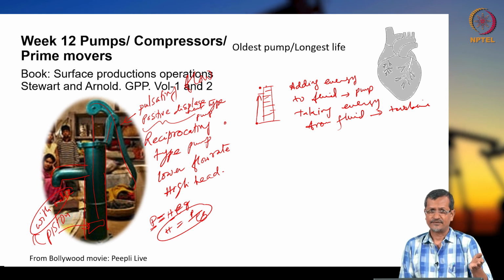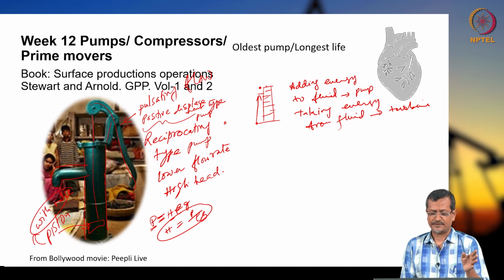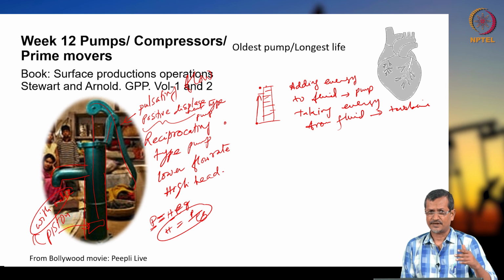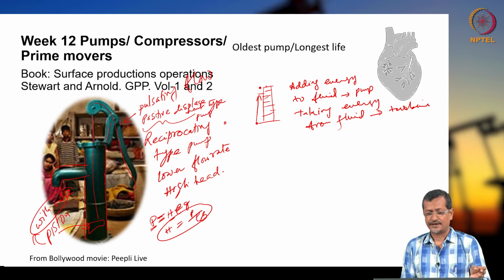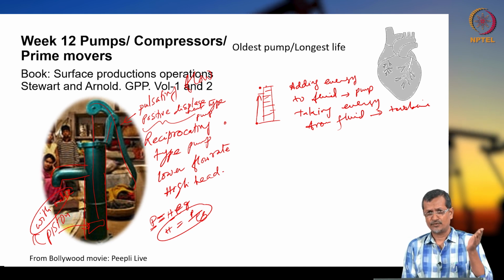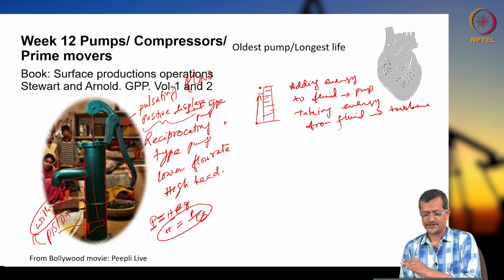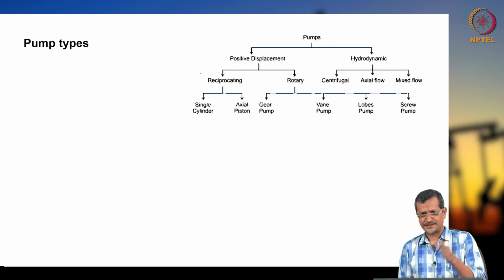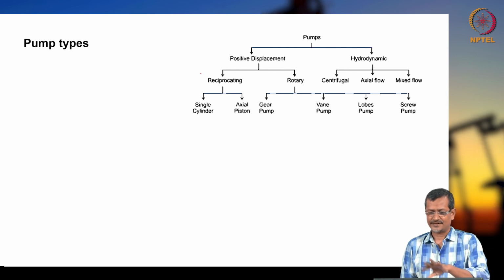Pulsating flow has its own positive and negative aspects. Normally in the oil industry you need a continuous, fixed amount of fluid delivered. So if you have a reciprocating pump, how to make the flow continuous, I will also discuss here. So I said positive displacement, reciprocating, centrifugal. Let's see the difference.